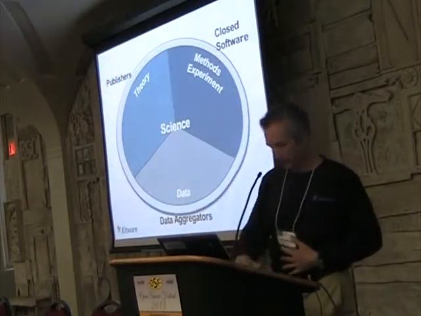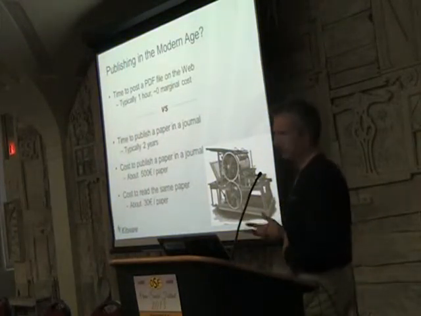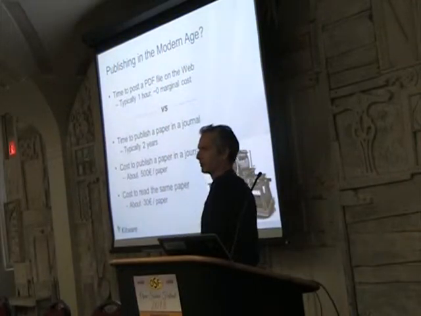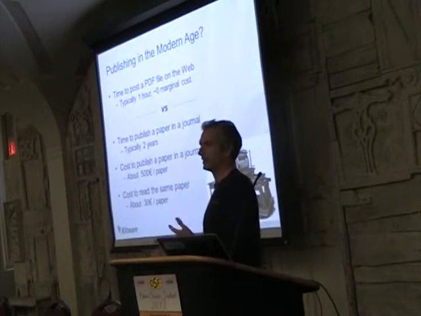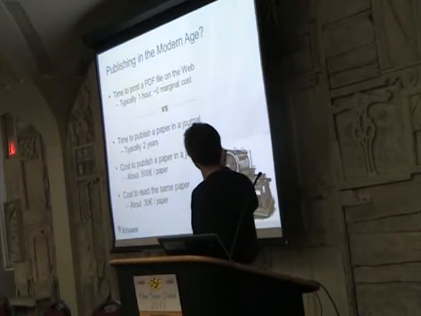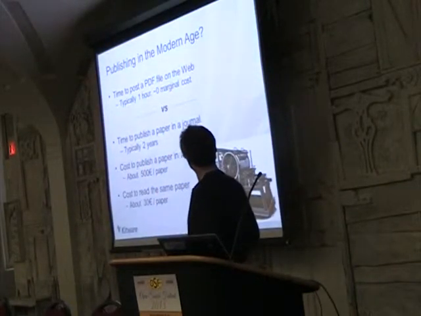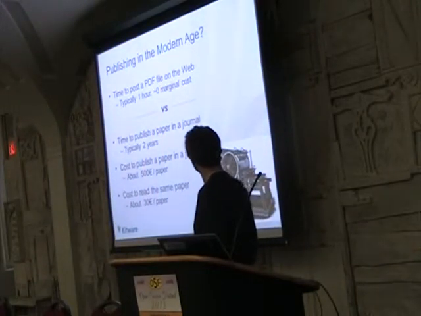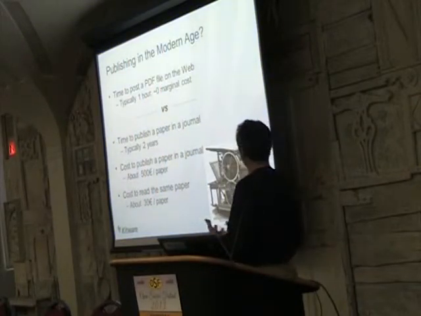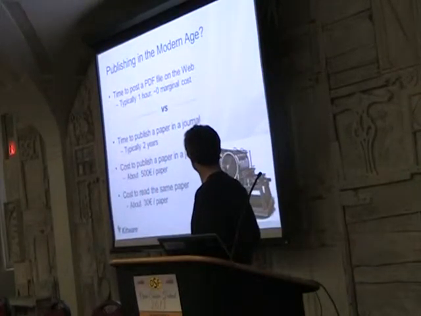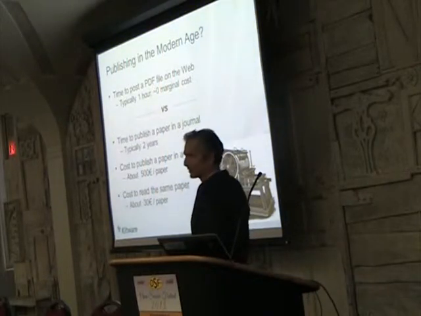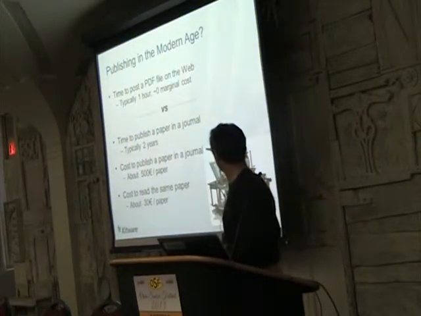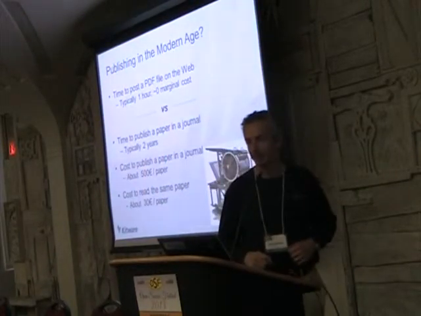So what tends to happen, let's see, I've got another slide and then I'll move on. So publishing in the modern age. As technology moved forward, of course, there's always industries that fall behind, and we're at a junction right now. Today, to post a PDF file to the web takes about an hour, and it doesn't really cost much, about zero marginal cost. Time to publish a paper in a journal typically takes 2 years. Cost to publish it about 500 euros a paper. I gave this talk in Europe, that's why it's got euros. Cost to read the same paper about 30 cents per paper.